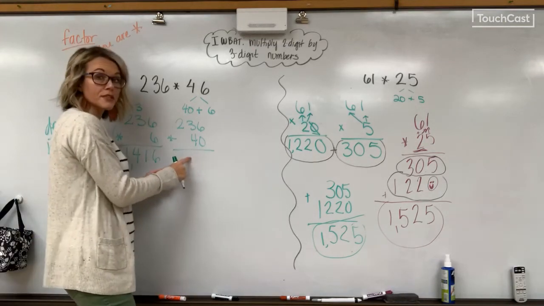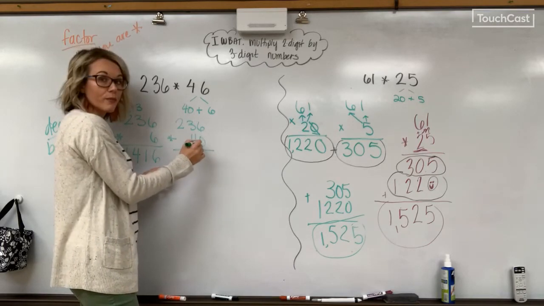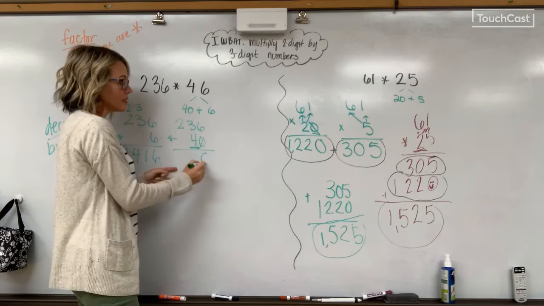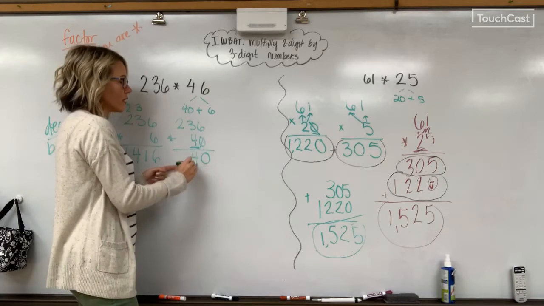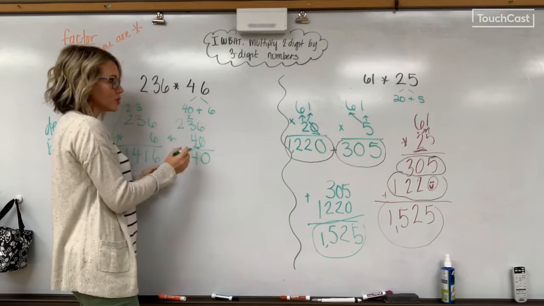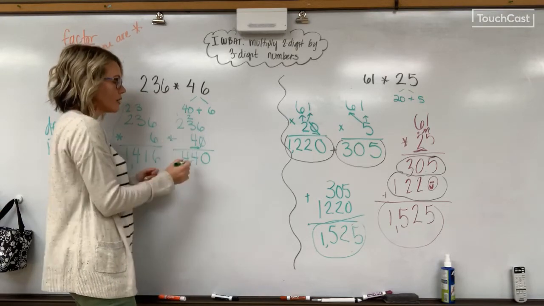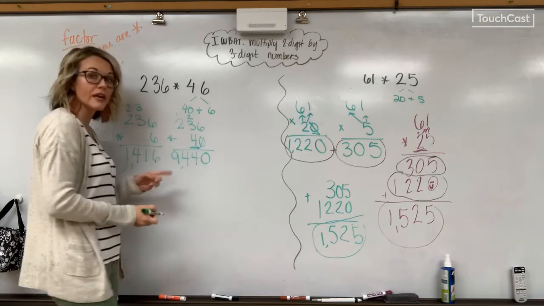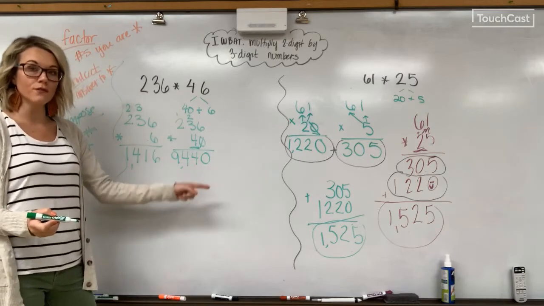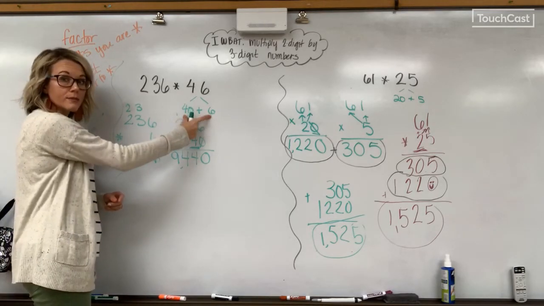236 times 40, so the same thing. I'm starting in my tens place. My factor ends in a 0, so I'm going to go ahead and put my 0 in my answer and then ignore it. 4 times 6 is 24. Carry my 2. 4 times 3 is 12. Plus 2 is 14. Carry my 1. 4 times 2 is 8. Plus 1 is 9. 9,440. Now, remember I broke them apart to make multiplying easier for me.